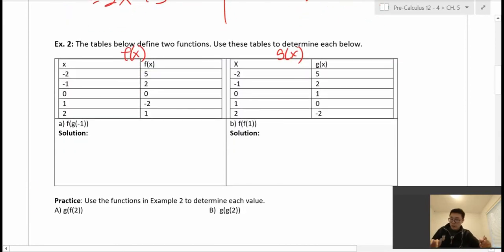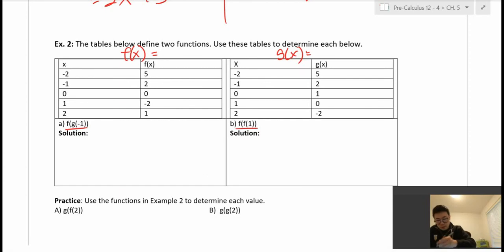We can actually figure out, even though we don't know what the function is, we don't have an algebraic expression for f of x and g of x, but we can be shown the function by the table here, and we can figure out what these values are going to be. Okay, so part A says, what is f of g of -1?